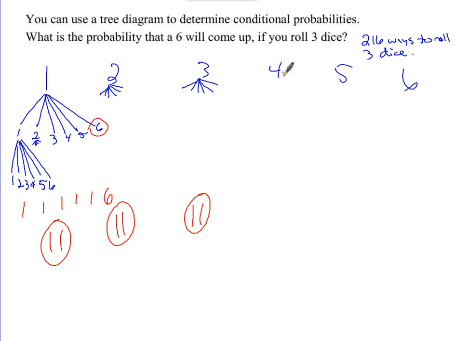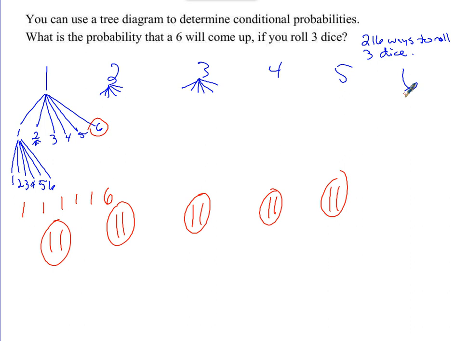What about if my first roll is a 4? 11. What if my first roll is a 5? 11. What if my first roll is a 6? What happened? Then everything's a win.